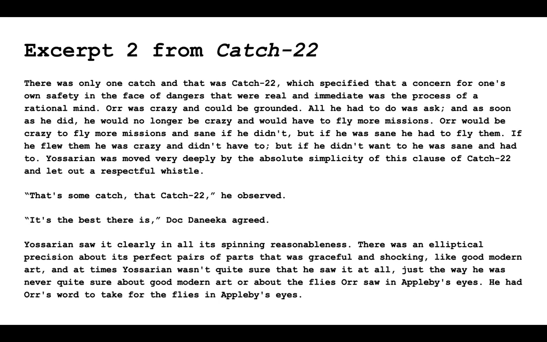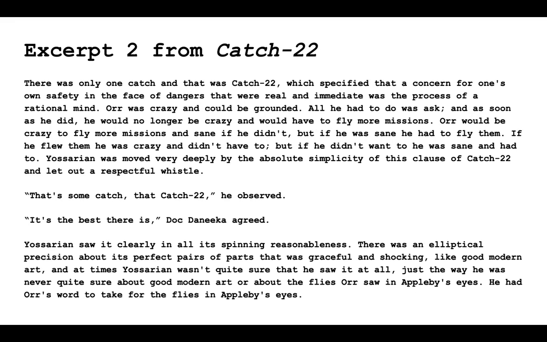There was only one catch, and that was Catch-22, which specified that a concern for one's own safety in the face of dangers that were real and immediate was the process of a rational mind, or was crazy and could be grounded. All he had to do was ask. And as soon as he did, he would no longer be crazy and would have to fly more missions. Or would be crazy to fly more missions and sane if he didn't.